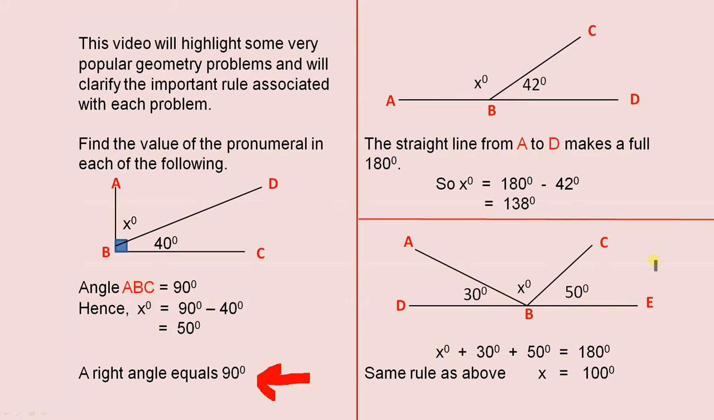Here's our third problem, similar to this one, except we have three angles to contend with. So x plus 30 plus 50 is 180, so x must be 100.